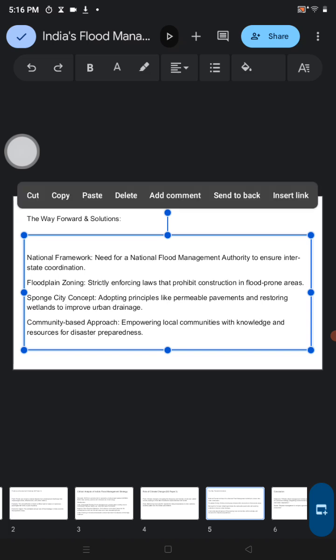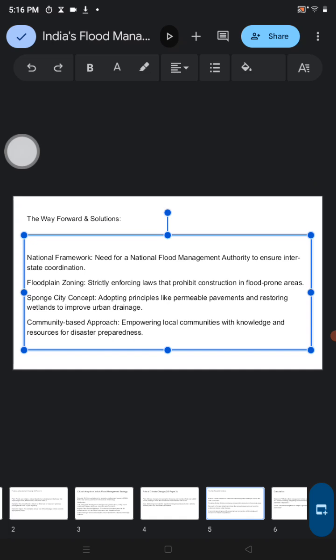First is a national framework. There is a need for a national flood management authority, along with NDMA guidelines, to ensure interstate coordination, because flood is a state subject and we need better coordination between the center and the states. Second is floodplain zoning, strictly enforcing laws that prohibit construction in flood-prone areas. Otherwise, it will create more flood-like situations.